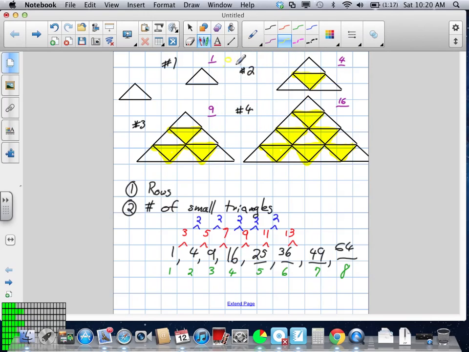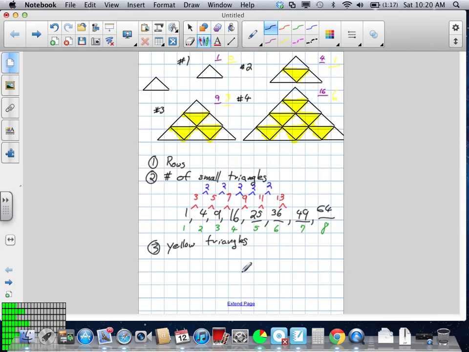We have 0 yellow triangles. How many in the next one? 1. And then? 3. And then? 6. Okay, so in our third here, talking about yellow triangles, or upside down triangles, let's see if we can try to figure out a pattern. Our pattern in that one is we got 0, 1, 3, 6, right? Yeah. So let's see if we can figure out the pattern throughout this.